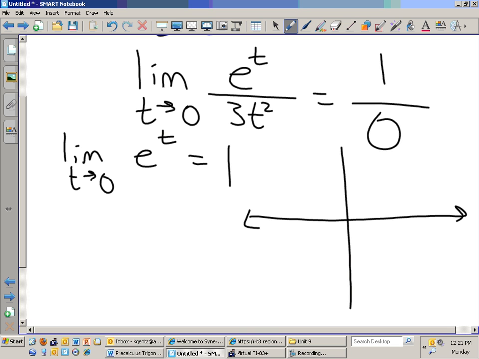And if you look at that graph, e to the t over 3t squared, boys, please.